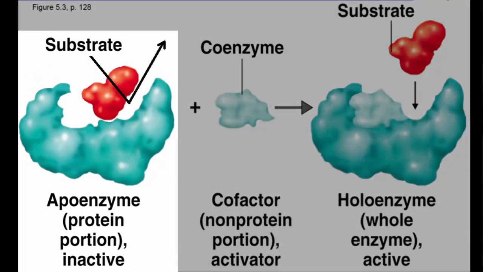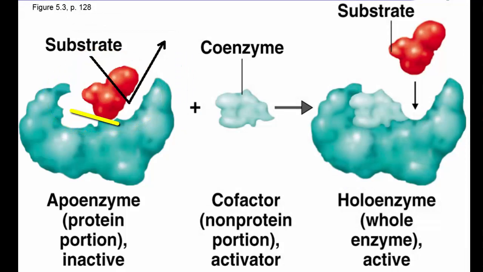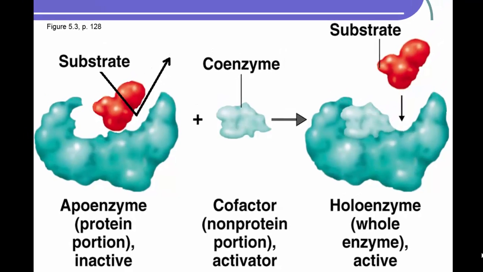In this figure, the apoenzyme is unable to bind with the substrate. The substrate does not match the shape of the protein. But when we add the coenzyme to the apoenzyme, you'll see that the substrate now can fit nicely, just like a piece of a puzzle, into the holoenzyme. And this will then cause the chemical reaction to occur.